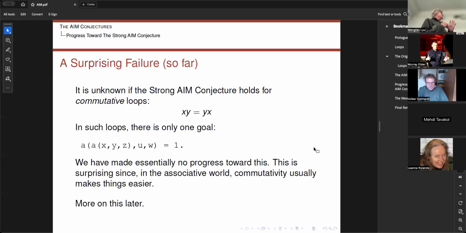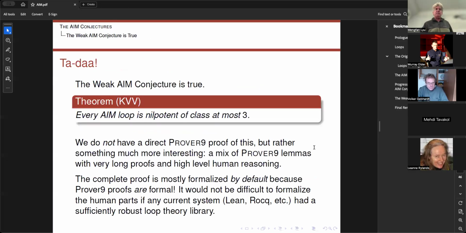The progress that we've made on the commutative case is minuscule. It's insignificant compared to every other case. And we don't really know why, other than, as I mentioned, commutativity is just not as strong a property as you might think it is. I'll come back to this toward the end.